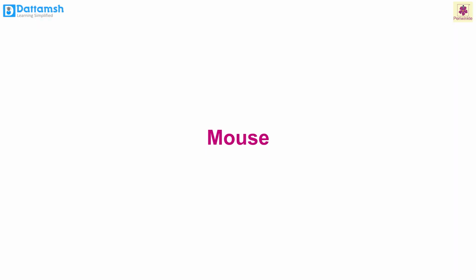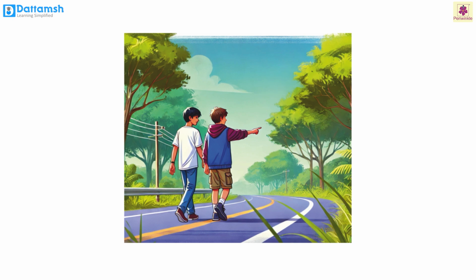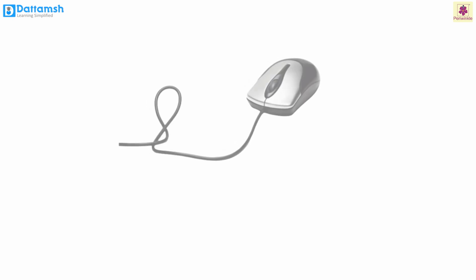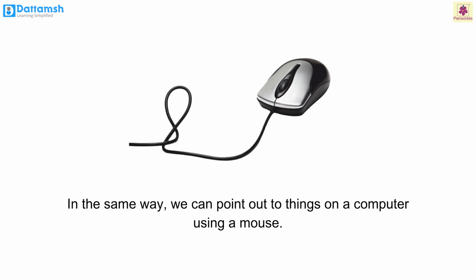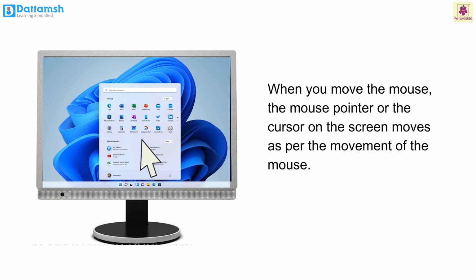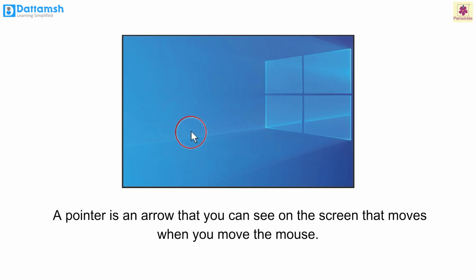Now we shall learn about the mouse. When you have to show something to someone, you point it out to them with the help of a finger. In the same way, we can point out things on a computer using a mouse. When you move the mouse, the pointer or cursor on the screen moves as per the movement of the mouse. A pointer is an arrow that you can see on the screen that moves when you move the mouse.